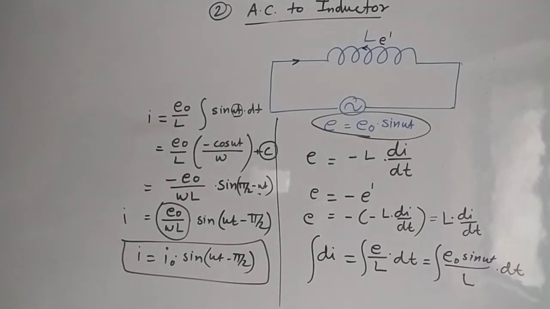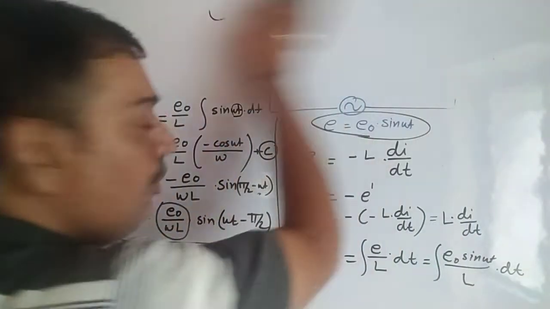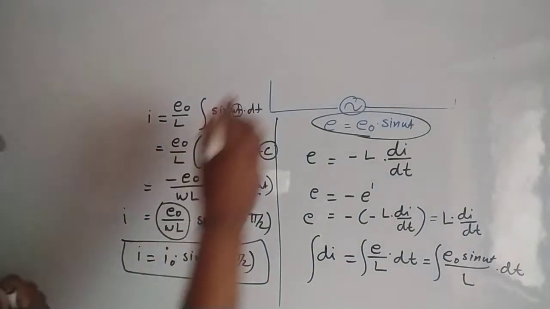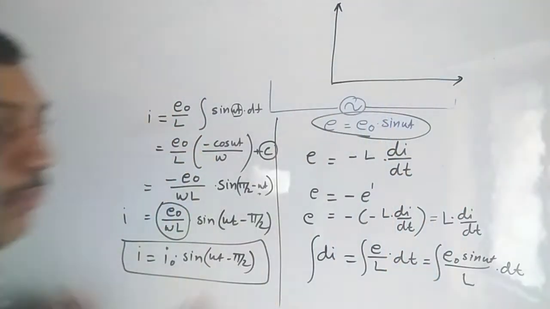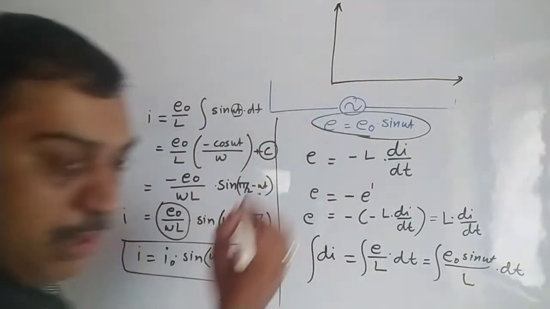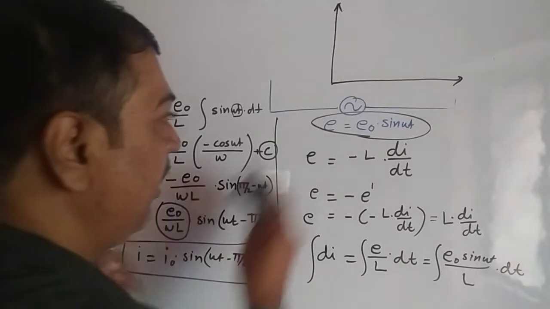Now we have to do the graphical part. We have to draw the graph of this, so I will draw it at the top. The graphical representation of the two we have to do here. Suppose EMF starts from 0. I will just modify this circuit a little bit.